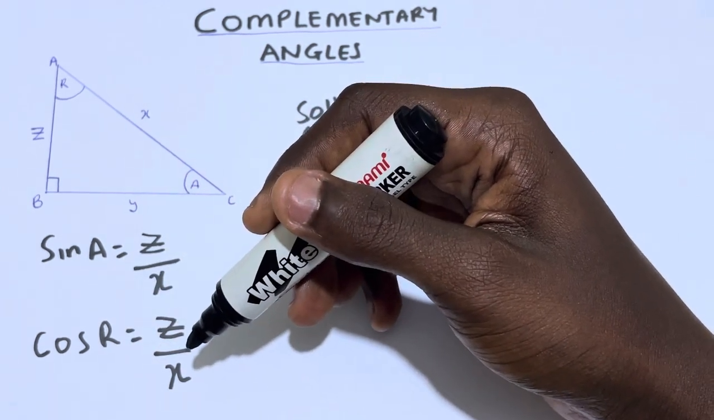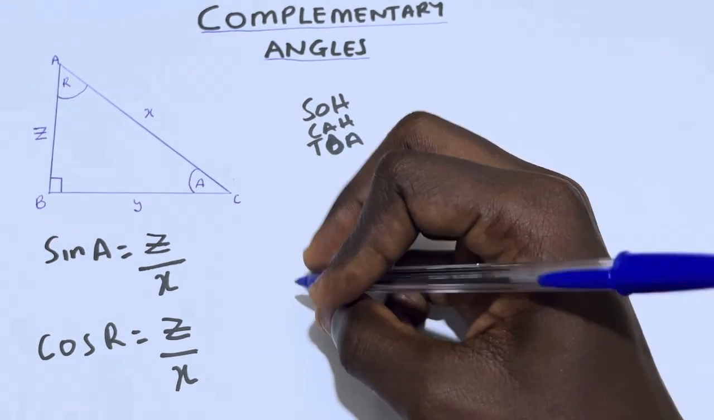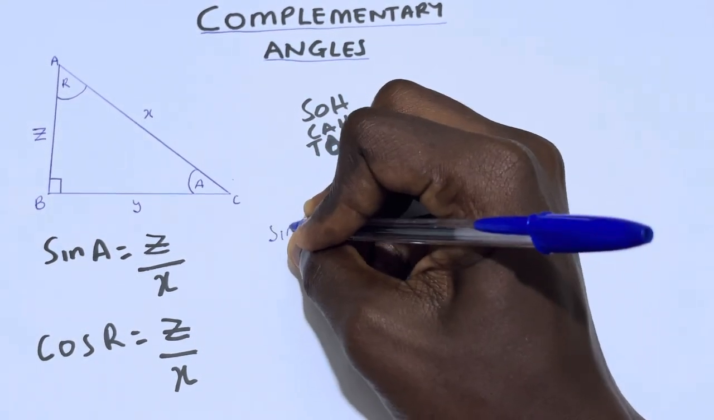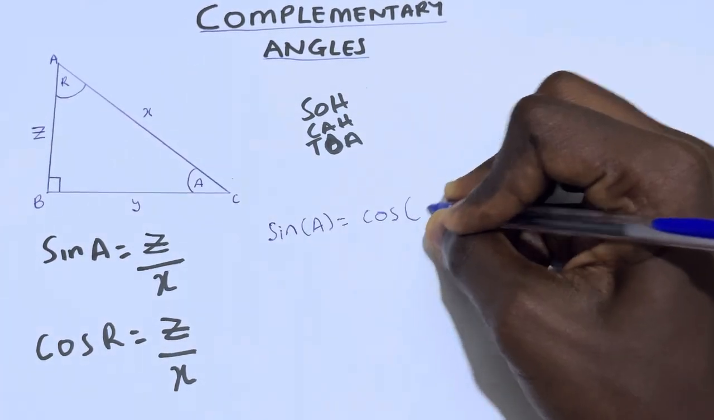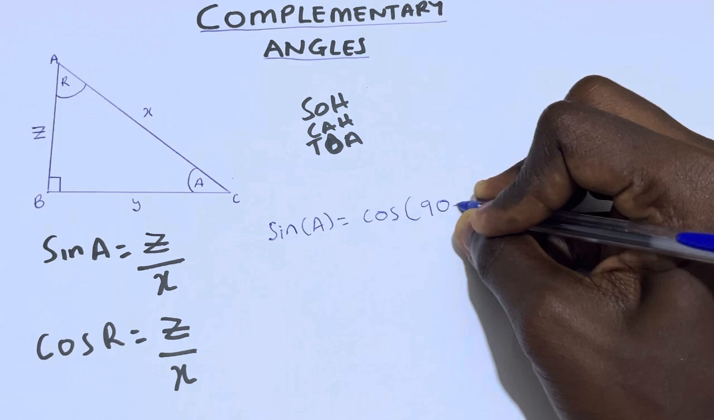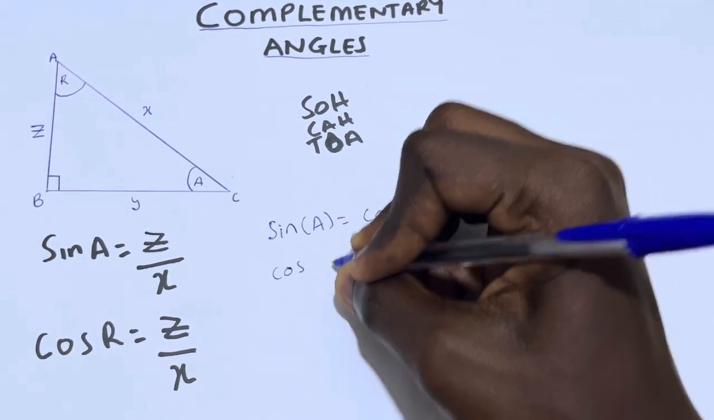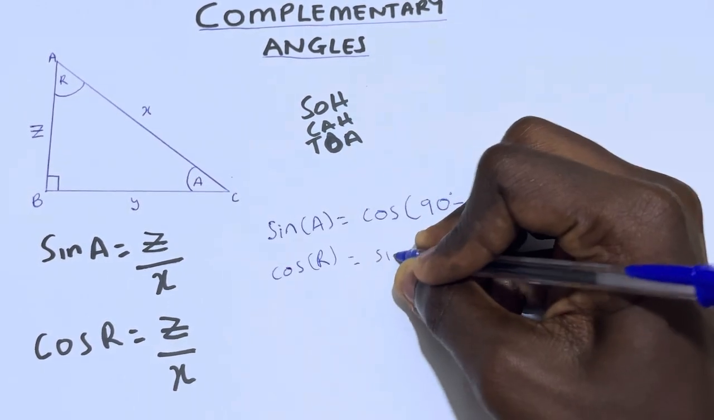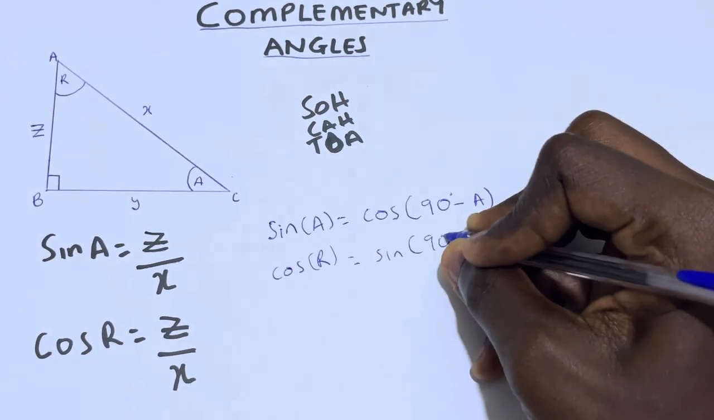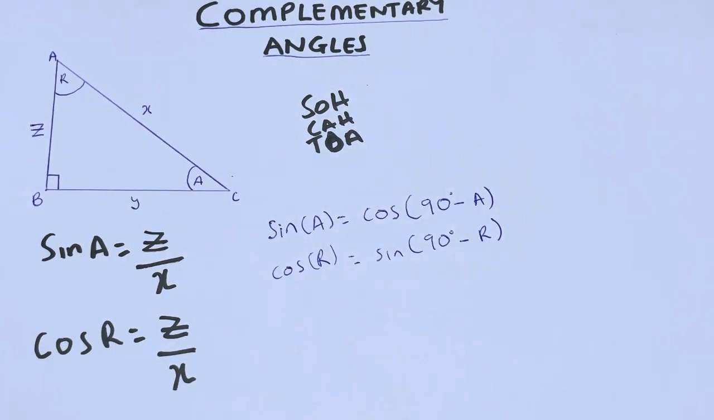So we can say they are complementary angles. That is, for the sine of A, it equals the cos of 90 degrees minus that A, and the cos of R is equal to the sine of 90 degrees minus angle R. As simple as ABC.